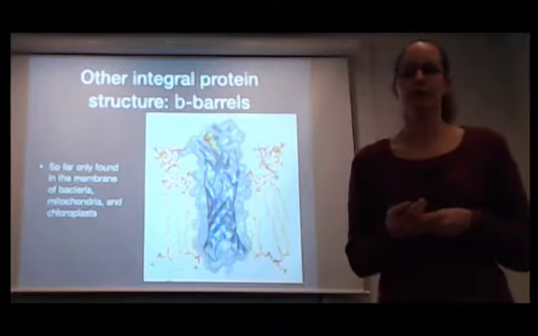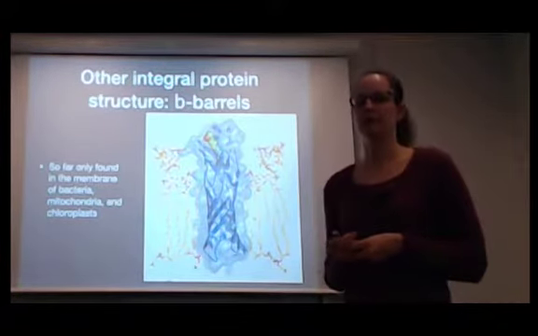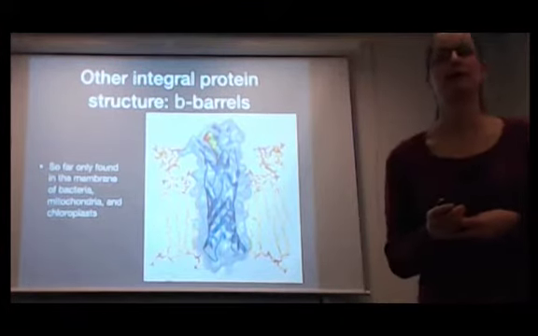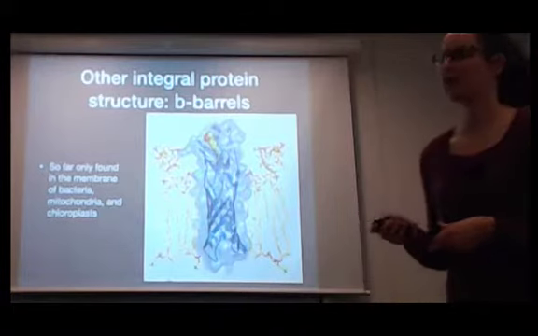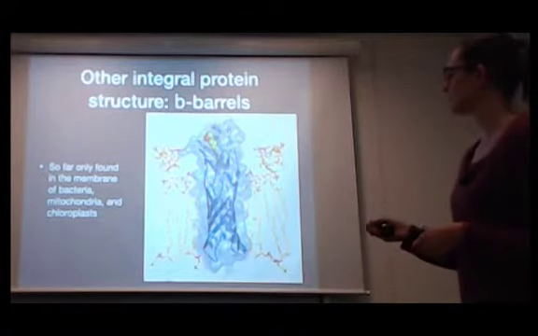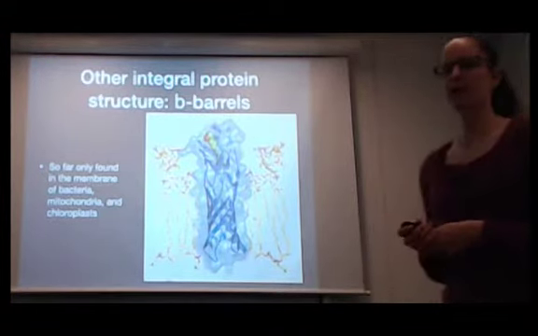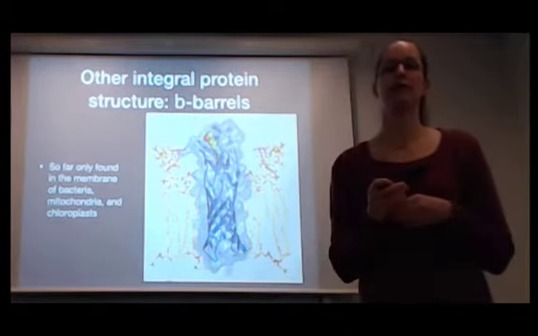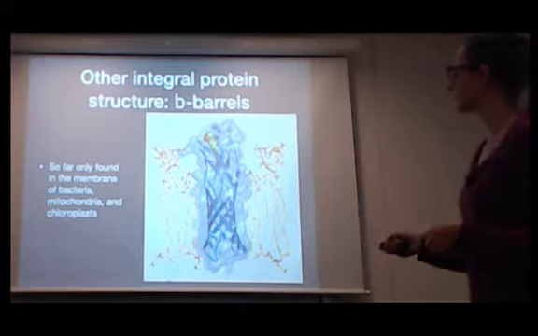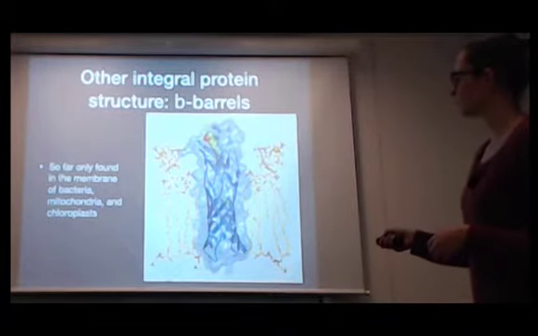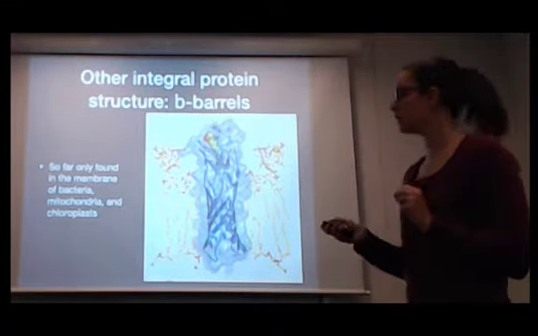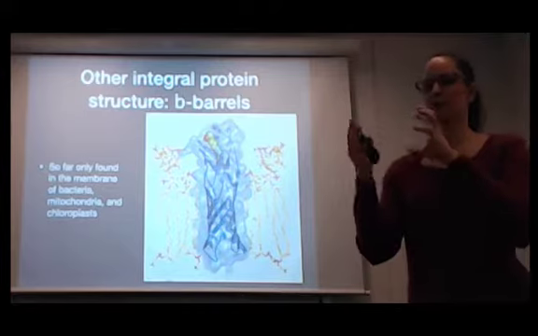A quick note on other types of integral protein structures that are usually forgotten about because they're less abundant. These are so-called beta barrels. The proteins I talked about up until now were made of either one helix or several helices. This is a different type of assembly where the protein chains arrange in long beta strands that arrange into beta sheets and form these so-called barrels.